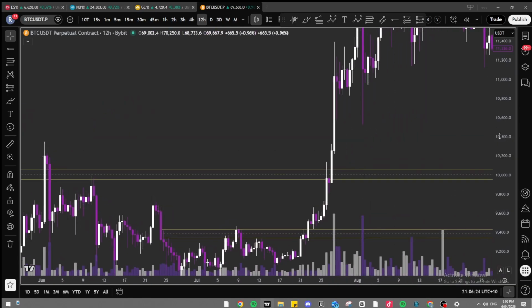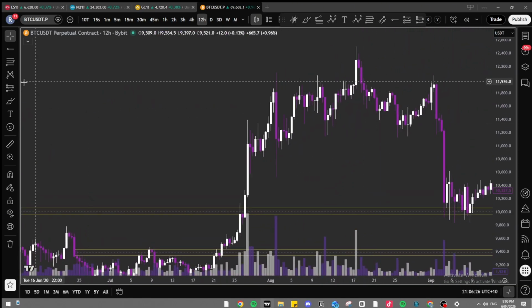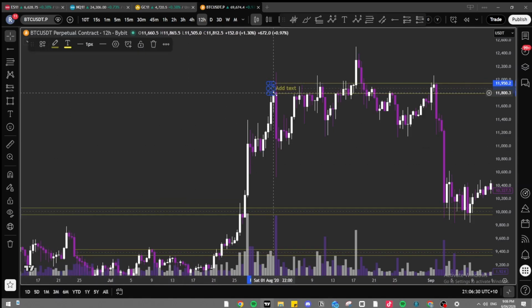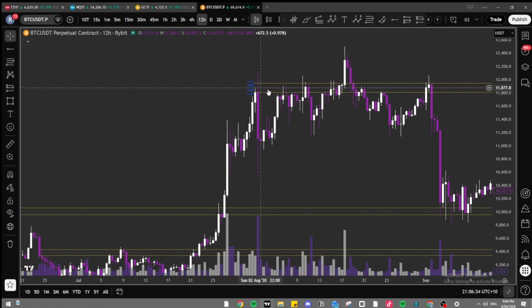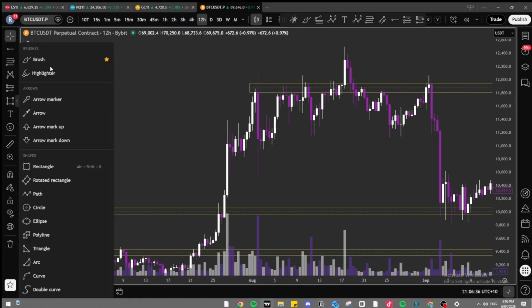So let's continue and see key structural points. As we can see, we have a key structural point here, and we kind of want to see if price breaks above it and finds acceptance.